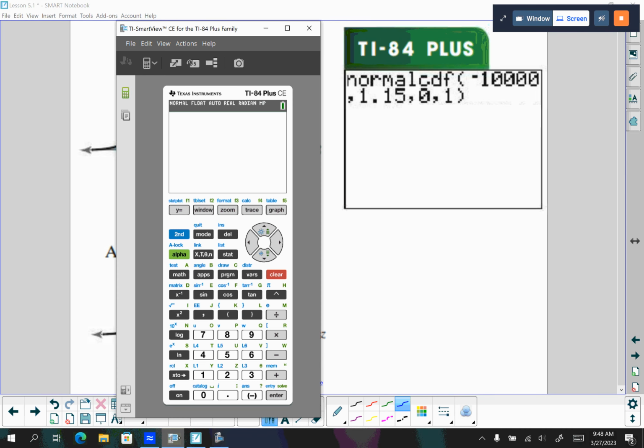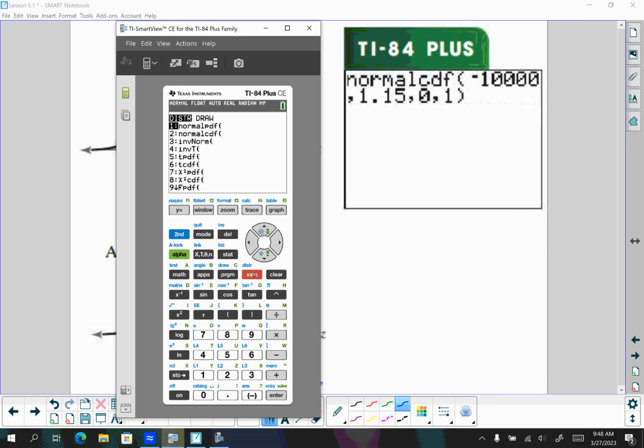So let's say I go back to that first one that we did, that 1.15 z-score. If I want to do that, the commands that we're going to type in are to the right there. To get that normal CDF, we're going to hit second and then vars. Right above vars, it says DISTR, which means distribution. So that's the menu that we're going into. Okay, so second, vars, right below your arrows there. And then we're going to hit normal CDF.